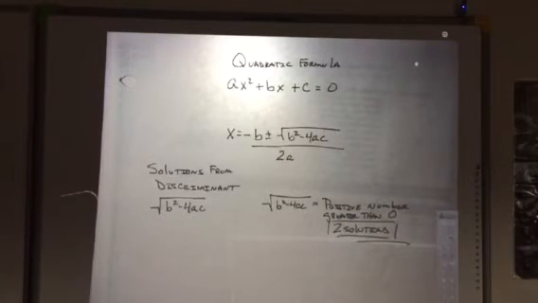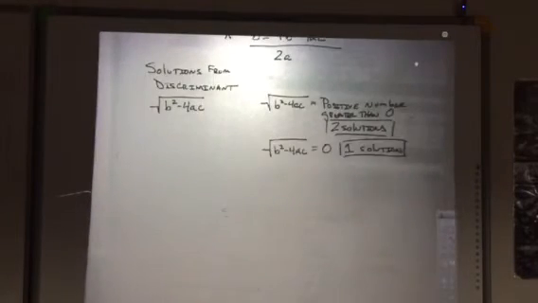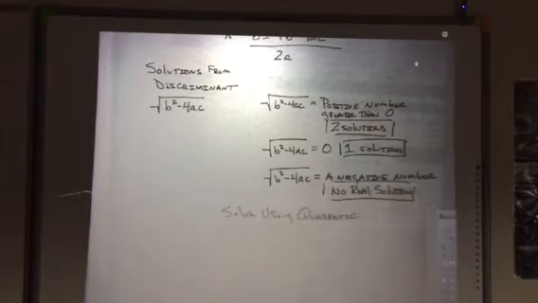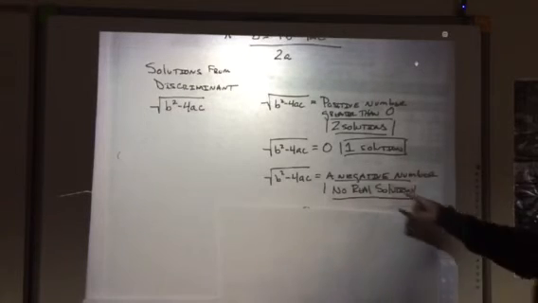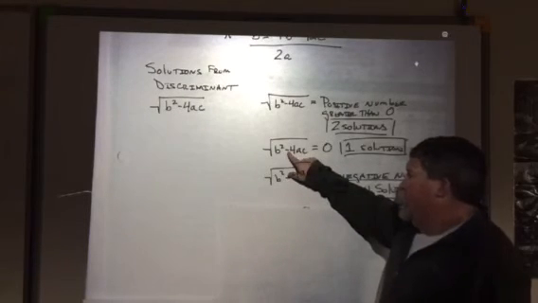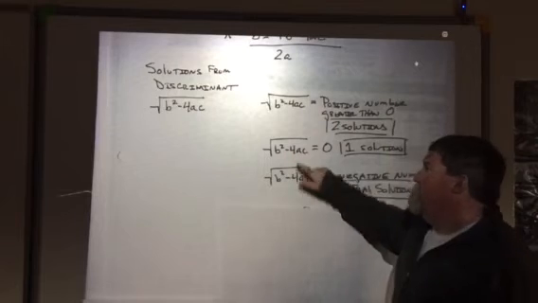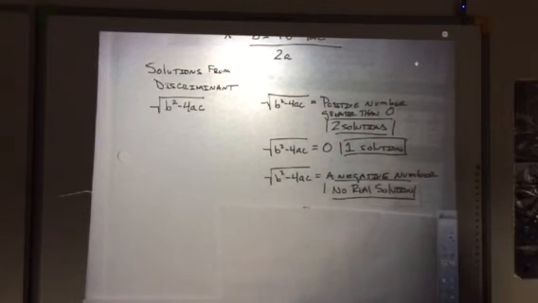Okay? If your discriminant equals 0, you have one solution. If your discriminant is a negative number, you have no real solutions. Now one thing, this negative sign is very important, because if these are negative, this becomes positive. So it's very important that you look at this.